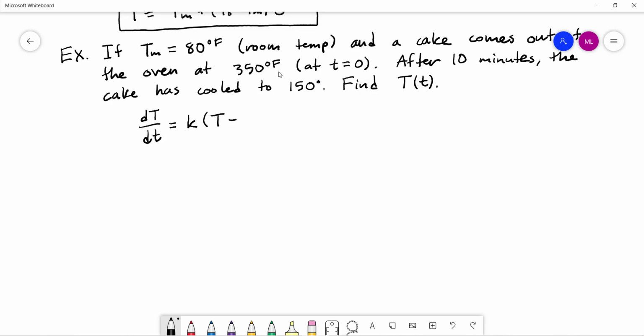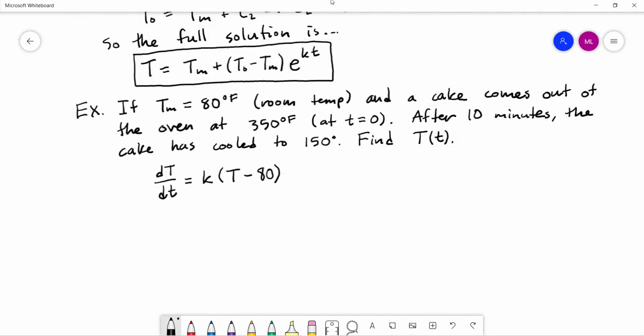And we have some information that could eventually lead us to finding that value of k, the stuff saying that it came out at 350 degrees at time 0, and then later it's down to 150 degrees after 10 minutes. But we aren't actually given a value for k. The only value we're given in the original equation is this Tm value of 80 degrees. So that's going to be the only number that I plug in.